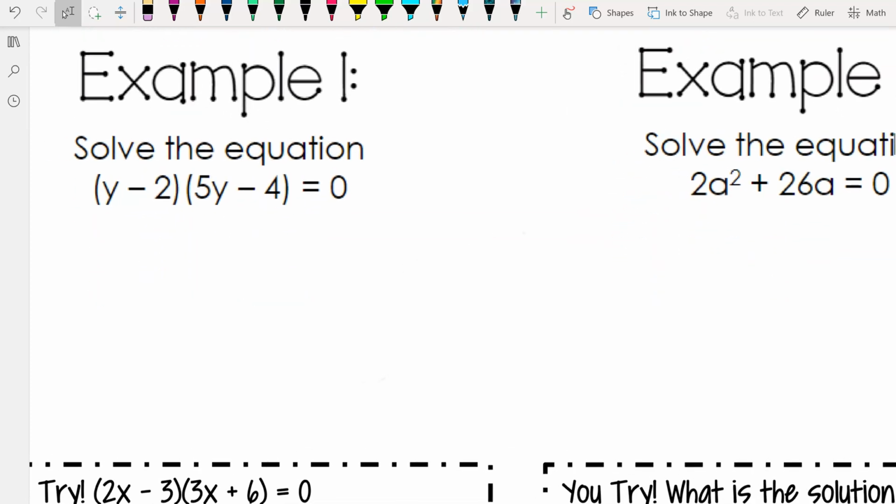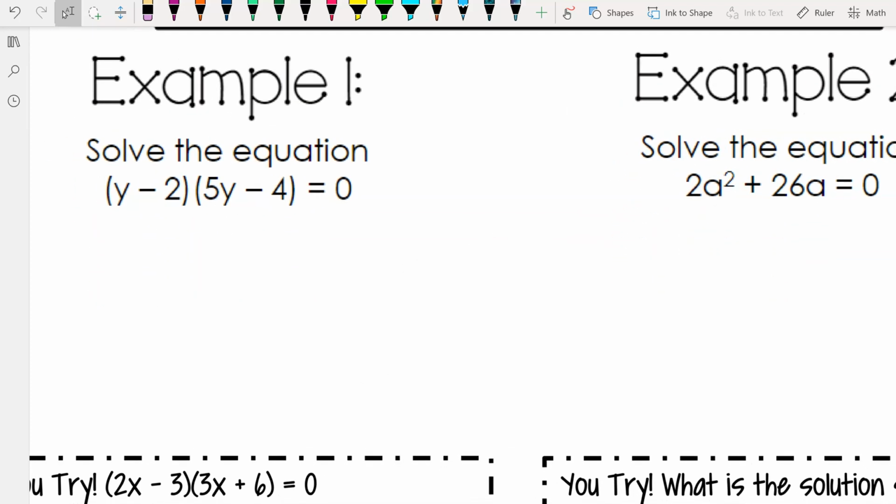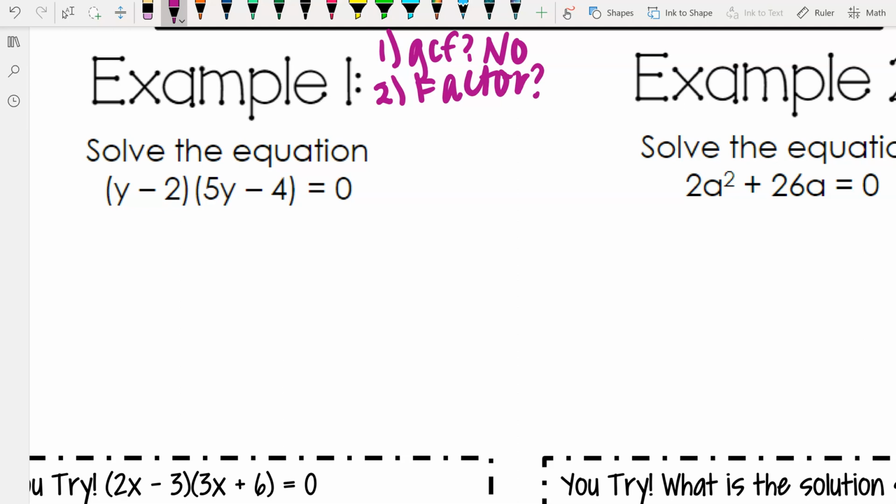So example 1, okay, solve the equation. We have y minus 2 times 5y minus 4. So whenever we've done factoring before, if it's not already factored, we ask, do we have a GCF? It looks like y minus 2 and 5y minus 4 are factored pretty nicely. There's no GCF. And then you would ask yourself, if I don't have a GCF, can I factor any more? Am I done factoring? And here, there's no more factoring that needs to be done.